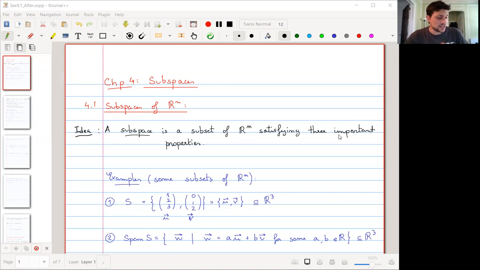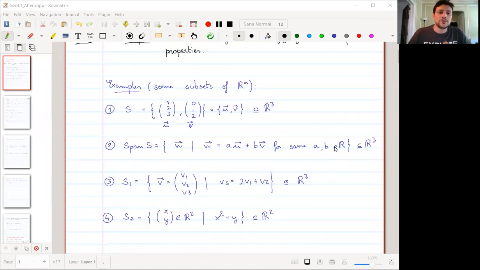The idea behind the definition of a subspace is that a subspace is a subset of our space Rn that satisfies some important properties. Before going to the definition of subspaces, I'll give you 4 examples of possible subsets of Rn, which we will use to determine which are subspaces and which are not. So these, for now, are just subsets of Rn.